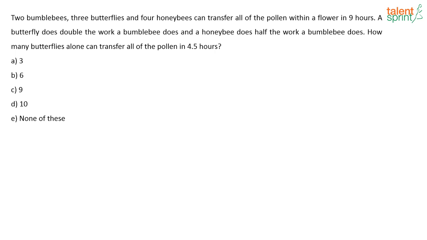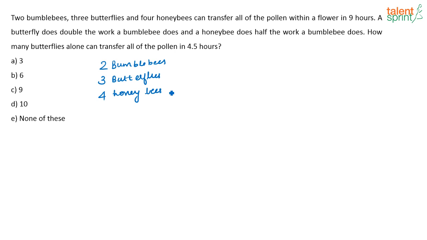So what will be the answer for this question? How do you approach this question? What is given here? There are 2 bumblebees, 3 butterflies and 4 honeybees. I'm just writing down whatever information is given here. So I have 2 bumblebees, 3 butterflies and 4 honeybees, and they can transfer all of the pollen within a flower in 9 hours. A butterfly does double the work a bumblebee does, and a honeybee does half the work a bumblebee does.